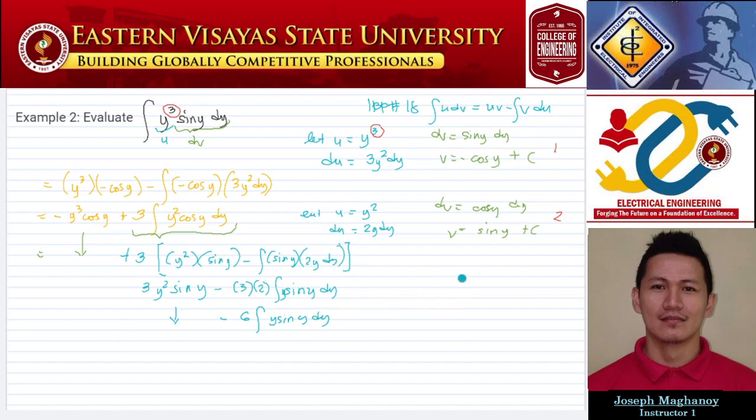So again, we let our u at this side. Here, of course, we apply our integration by parts again. We let our u equal to y. So our du is equal to dy. For our dv, that is sine y dy. So our v is negative cosine y plus c. So again, we apply our integration by parts.